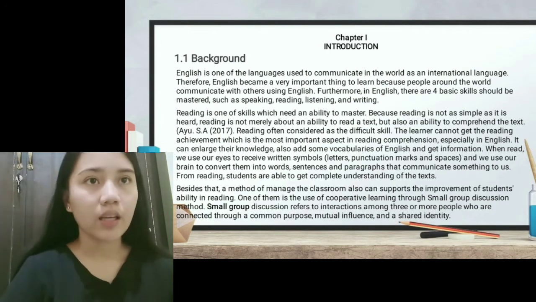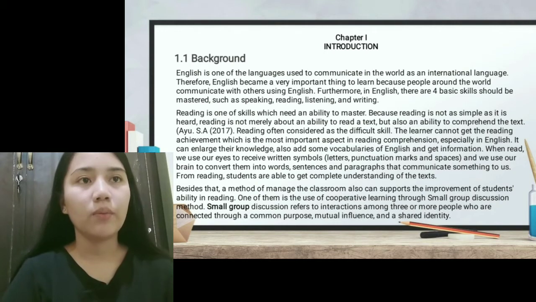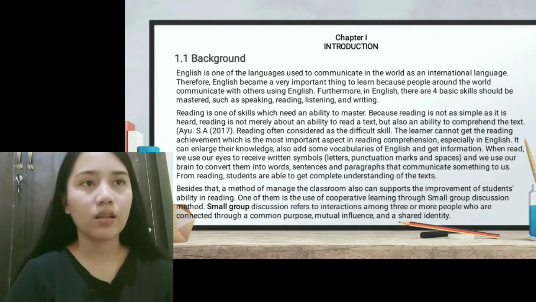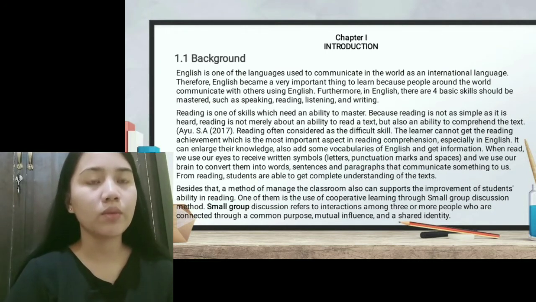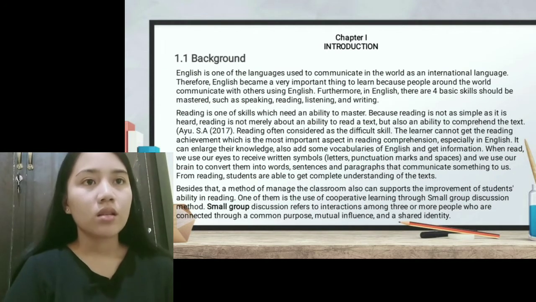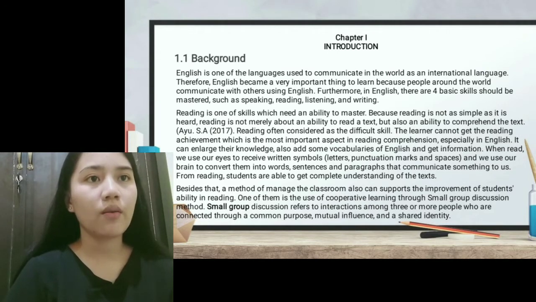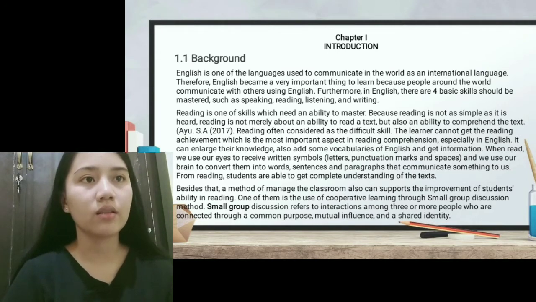From reading, students are able to get a complete understanding of the text. Besides that, a method of managing the classroom can also support the improvement of students' ability in reading. One of them is the use of cooperative learning through the small group discussion method. Small group discussion refers to the interaction among 3 or more people who are connected through a common purpose, mutual influence, and shared identity.